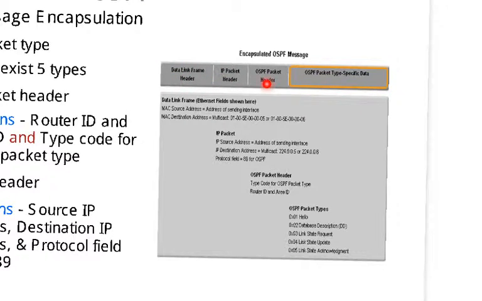And again, similar to EIGRP, we don't see any transport layer protocol, which means that OSPF uses its own transport layer protocol, right? Similar to EIGRP, unlike RIP, which uses UDP.